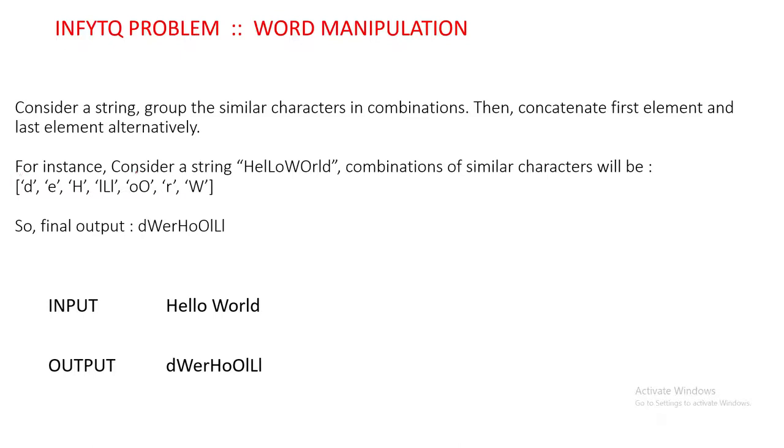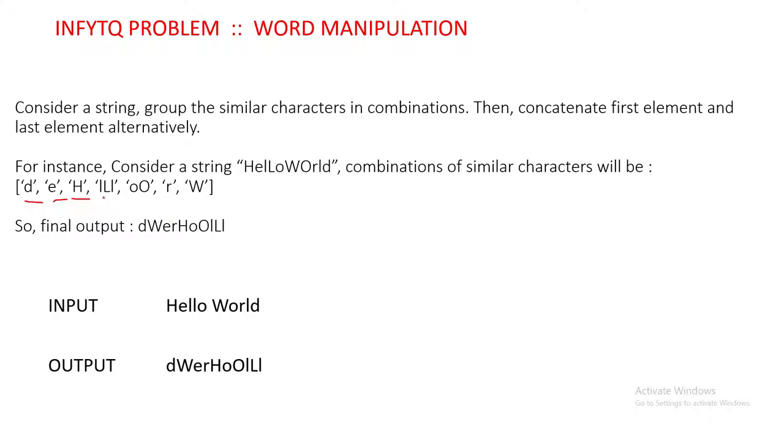For instance, considering the string hello world. So we have basically a string hello world as an input. Combinations of similar characters will be D, E, H, L, L, O, O, R, W. So here we are provided with a list where all the similar characters are together. Here D, E, H occur only once in this string.